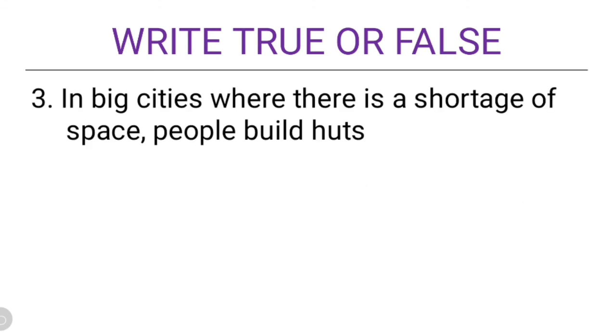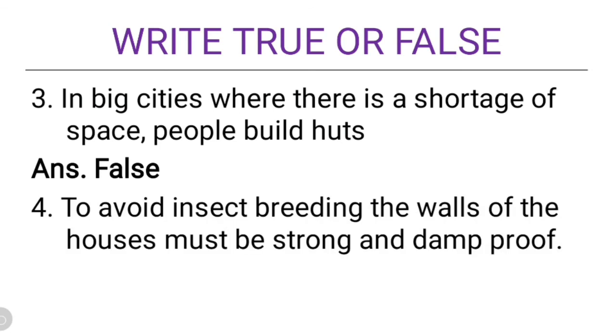In big cities where there is a shortage of space, people build huts. The answer is no. People build apartments or buildings. So it is false. Fourth question: to avoid insect breeding, the walls of the houses must be strong and damp proof. This is correct, we discussed it just now.